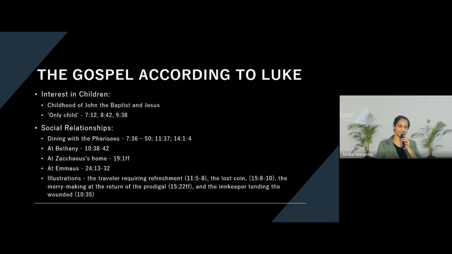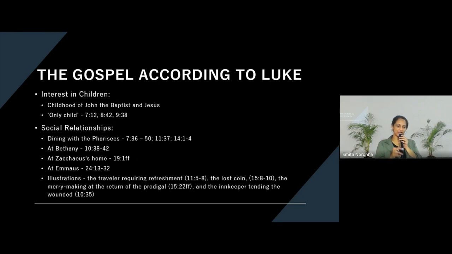We see also in Luke an interest in children. So he talks about the childhood of John the Baptist and Jesus. And then we see these three examples where Jesus ministers to a widow or a parent of an only child. In 7:12 and 8:42, it's where the only child is. In 7:12, it's about the death of an only child. 8:42, it's about an only child who is sick. And 9:38 is an only child who is being oppressed by demons. So the parent goes to Jesus and Jesus has compassion on them.